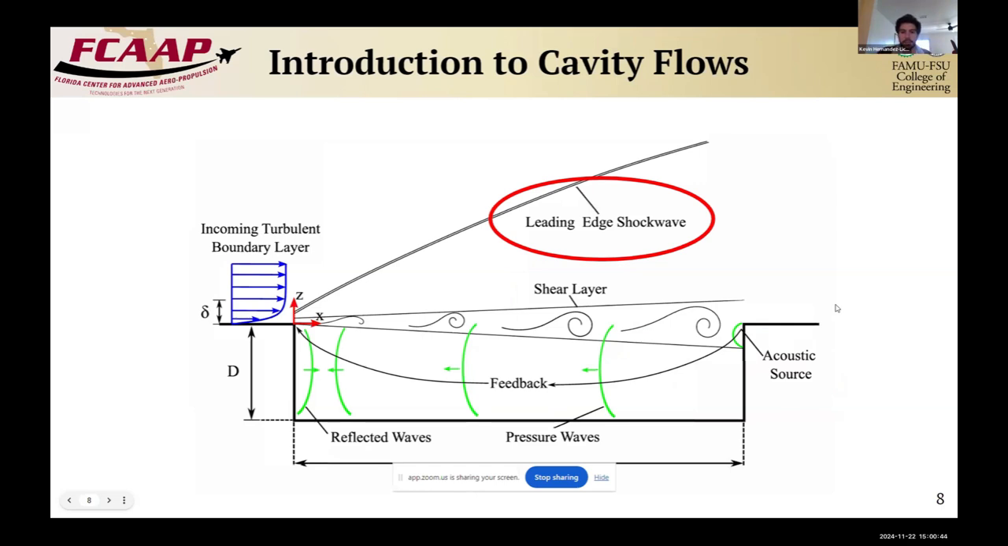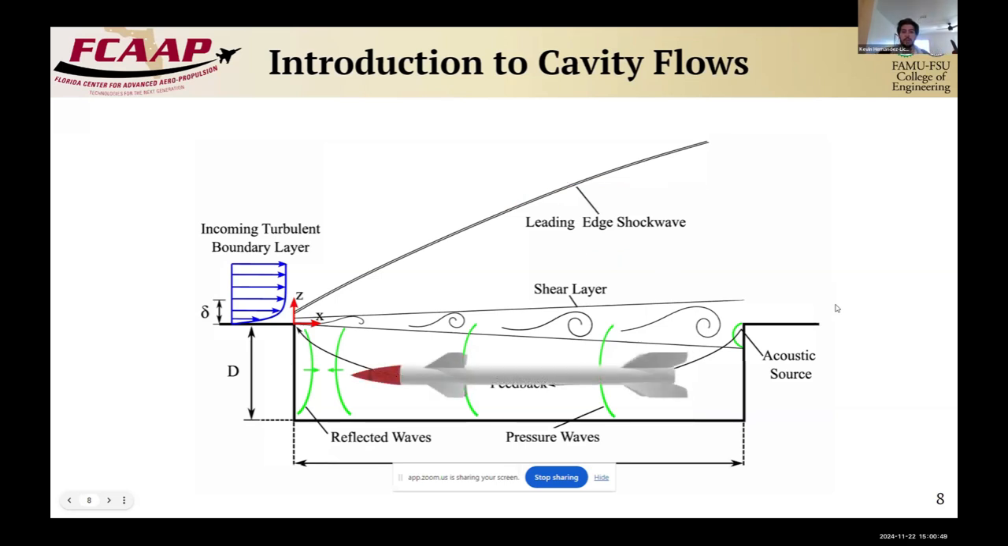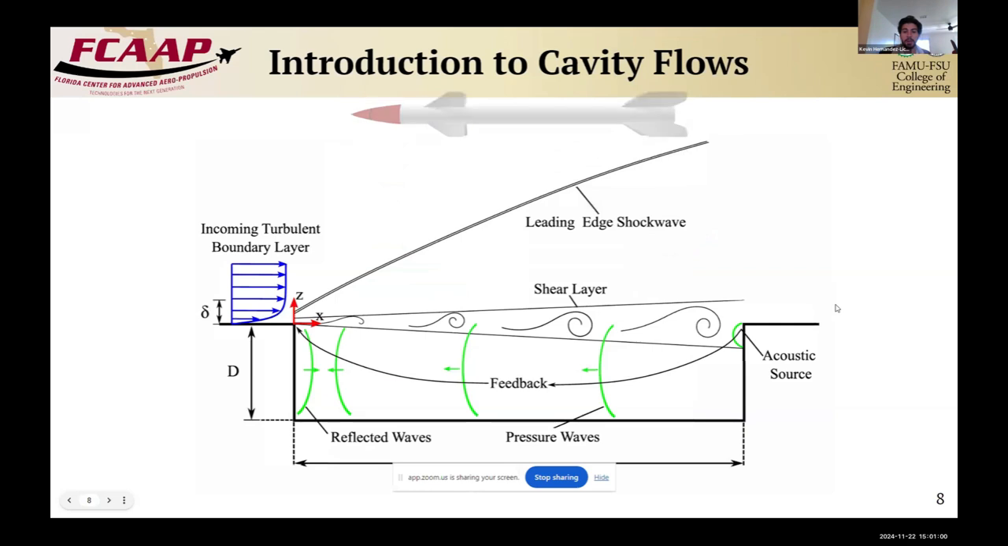of the cavity. So when we implement a store here, that store, when it's separated, has to go through all of these different flow features, all these potential problems, to be released. It has to go through this internal feedback within the cavity. It has to go through that shear layer where we have a significant velocity gradient. I mean, there's a rapid change of velocity from the subsonic cavity to the supersonic flow outside, and then past that leading edge shockwave.